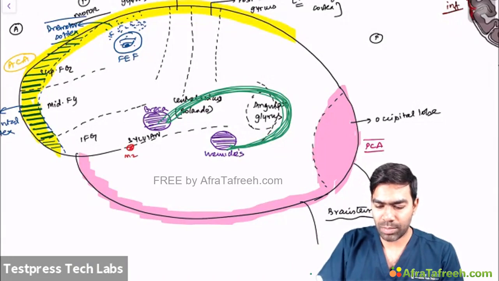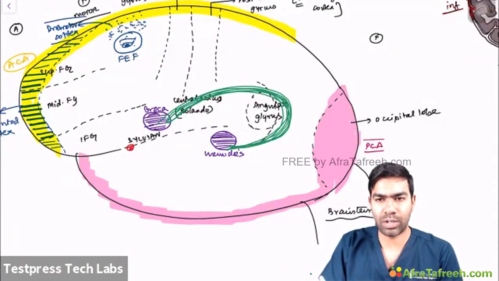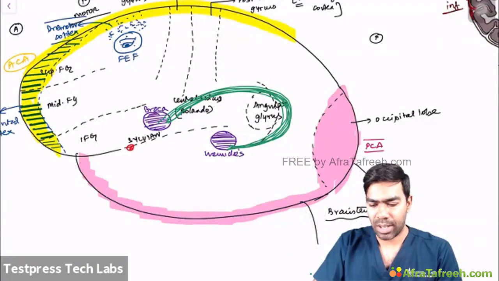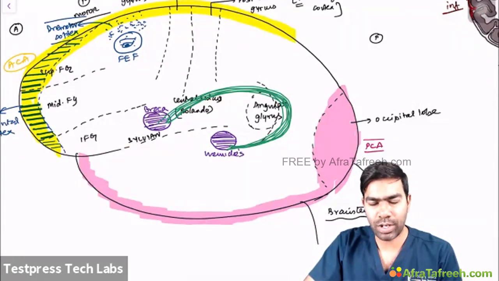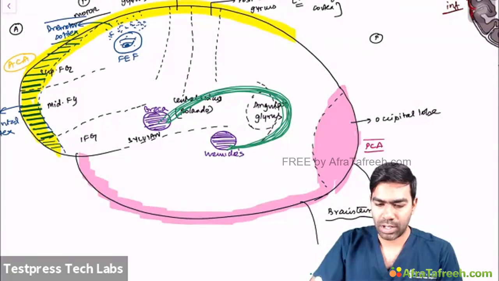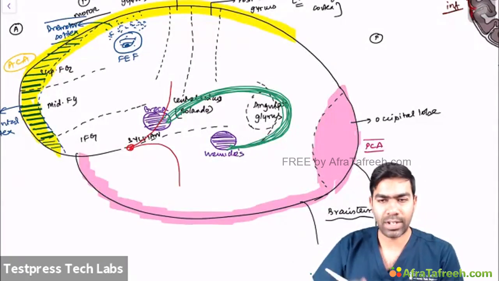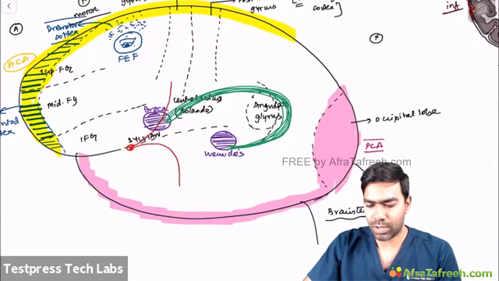From the M2 segment, you get two divisions, the superior division and the inferior division, going on the top and on the bottom of the lateral side of the hemisphere. I'm not going to tell the exact divisions, but there are two: one is the superior division, another is the inferior division. Just understand the concept, that's all. I'm not drawing the exact anatomy, just the conceptual anatomy.